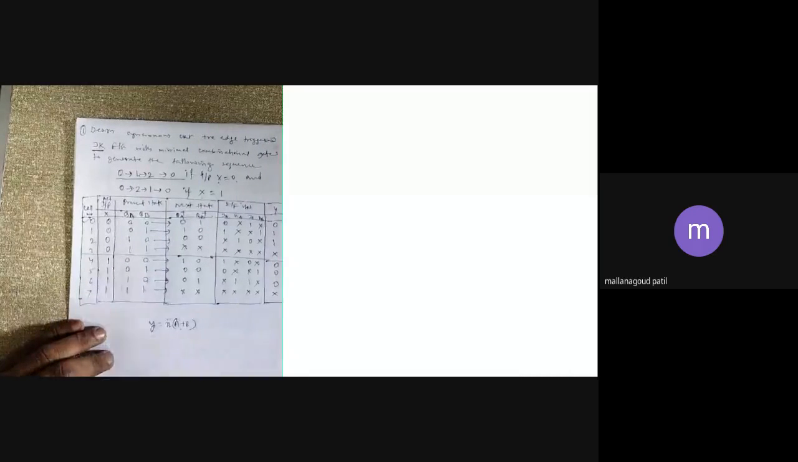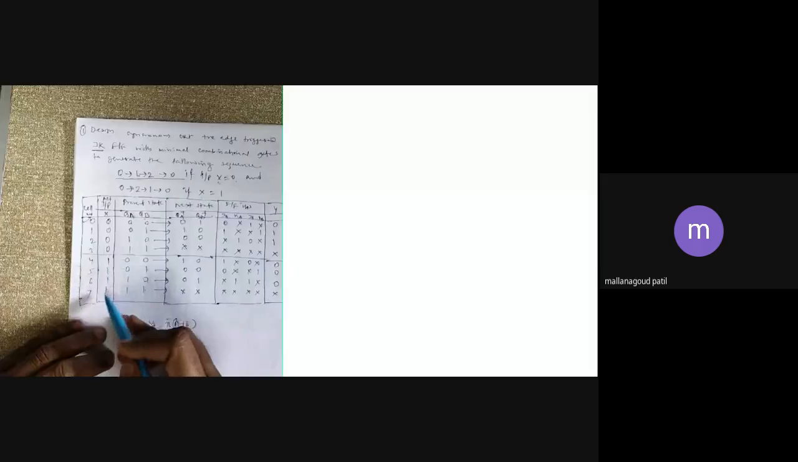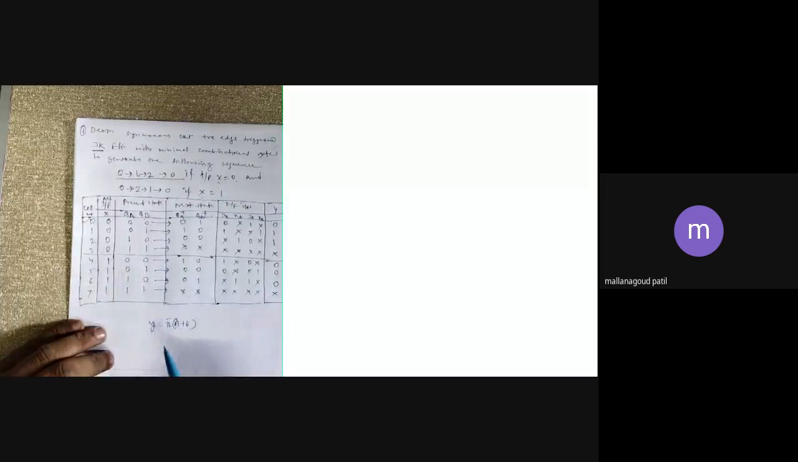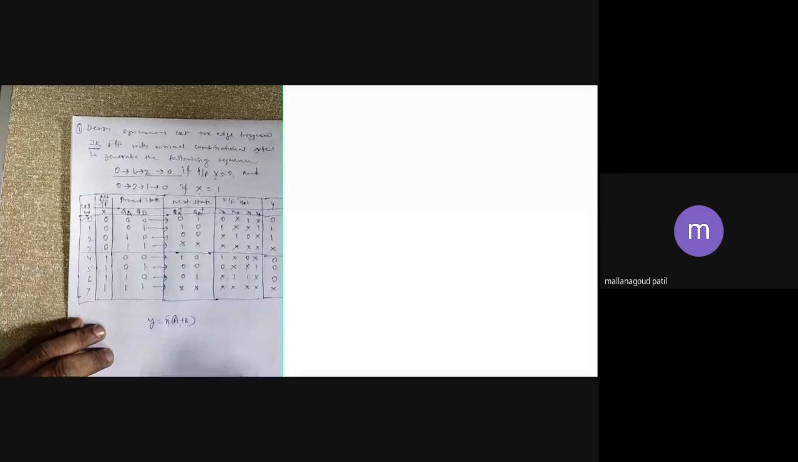Sorry. X is 0. X is 1. Only decide, X is 1 in the second box. When X is 1, what is X bar? 0. Then multiplying with any value, maybe 0 or 1, you will get 0. Directly what you have to do? You have to write 0.